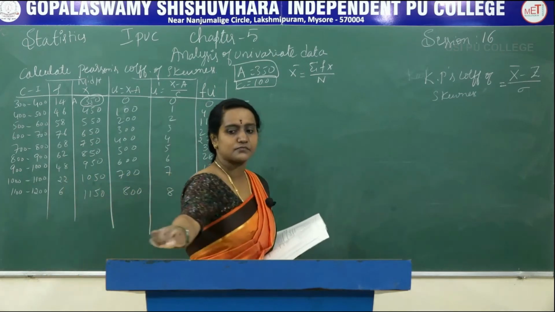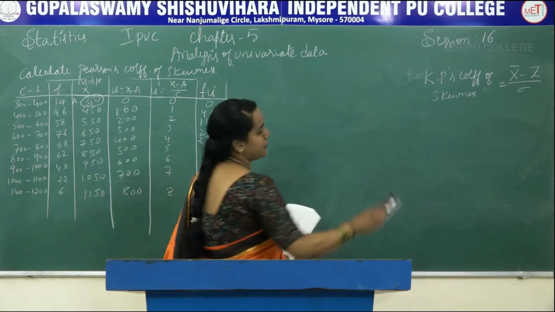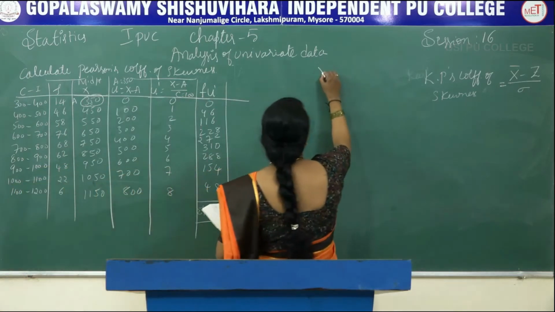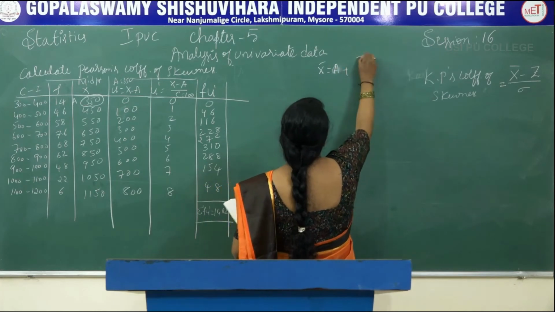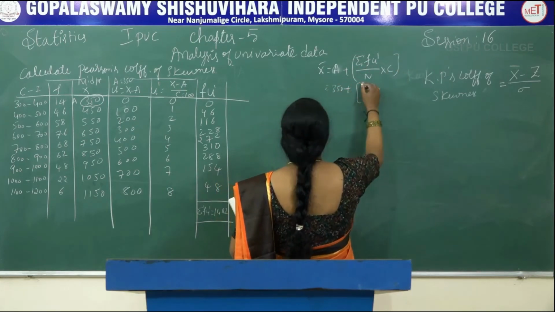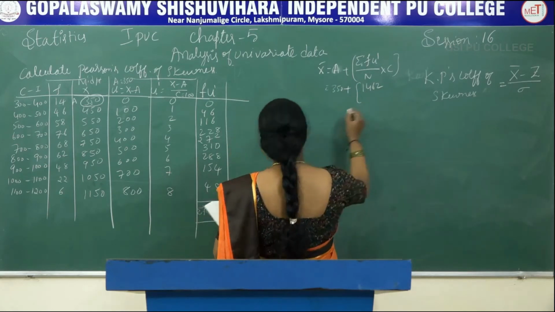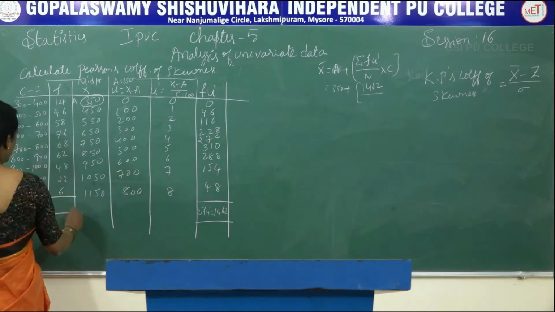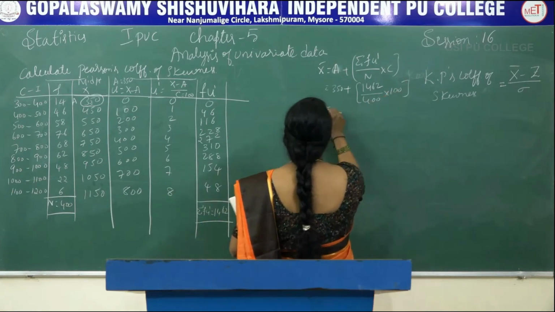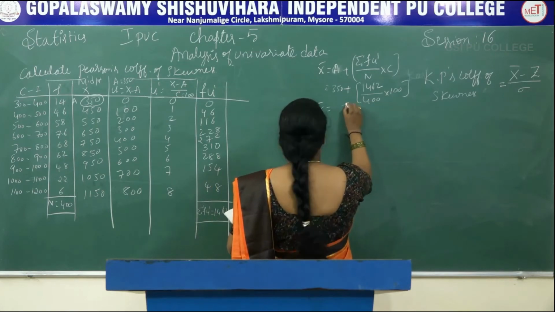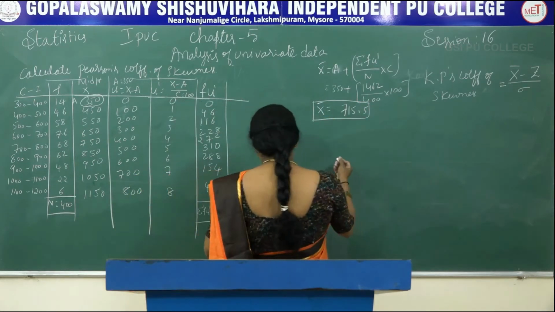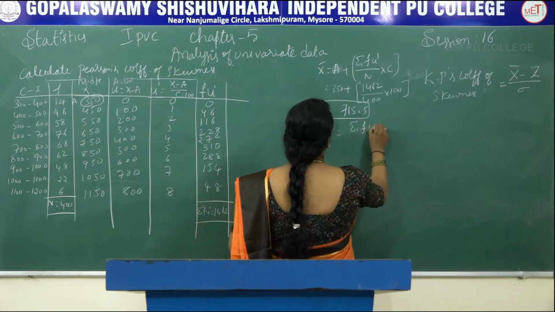So substitute that to find x bar. Here A is equal to 350 and C is equal to 100. x bar is equal to capital A plus summation fu dash by N into C. So A is 350 plus 1462 divided by N, where N is equal to 400, multiplied by C, which is also 100. Your x bar value is 715.5.